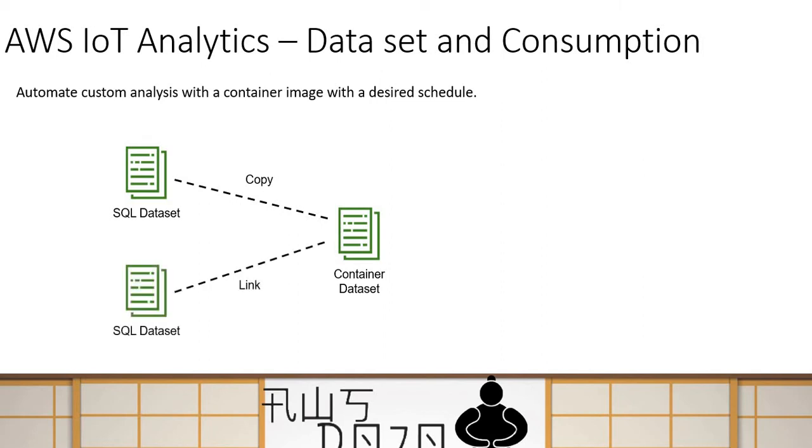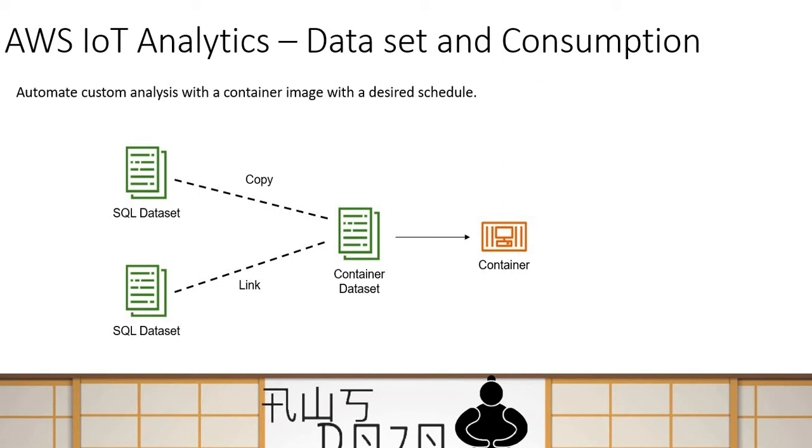Or you can also link it to an existing SQL data set. So either link or make a copy to an existing SQL data set. And then on top of that, you configure your container. The container, which is running your containerized image, the business logic to process the data, that part you configure.